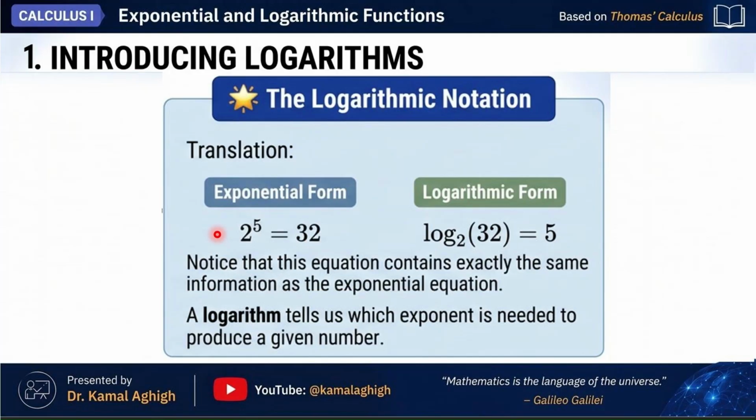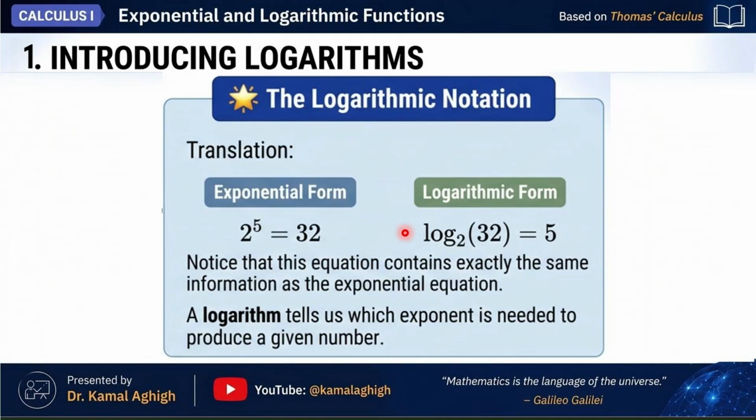Instead of writing this answer in exponential form, mathematicians introduced a new notation. Logarithm base 2 of 32 equals 5. Notice that this equation contains exactly the same information as the exponential equation. The only difference is that we are now solving for the exponent. This is the main purpose of logarithms.